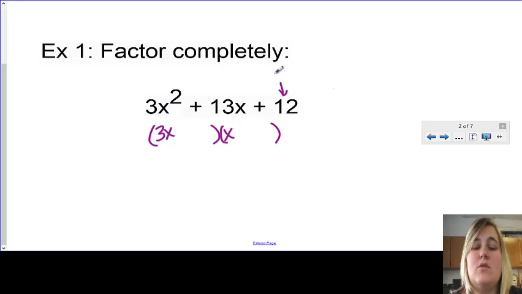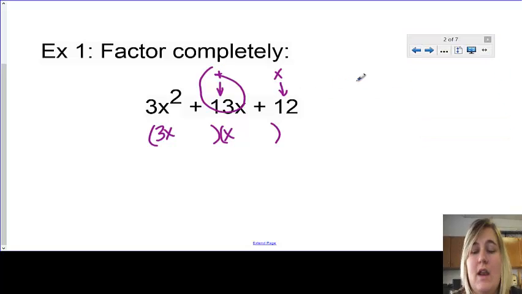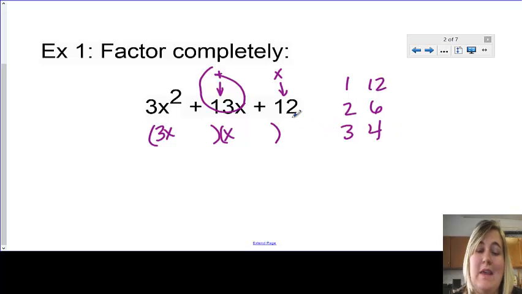I still want something that's going to multiply to get me a positive 12, and that will add to get me 13. But this part is going to be a little bit trickier, okay? So, things that multiply to get me 12 are 1 and 12, 2 and 6, 3 and 4. Now, the trickier part here is that whenever I FOIL, I take my outside and my inside. Whenever I multiply those, I have to end up with a 13. Okay, so I'm going to start with these smaller numbers because 13 isn't very big.